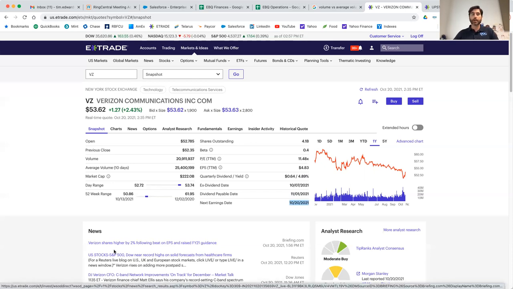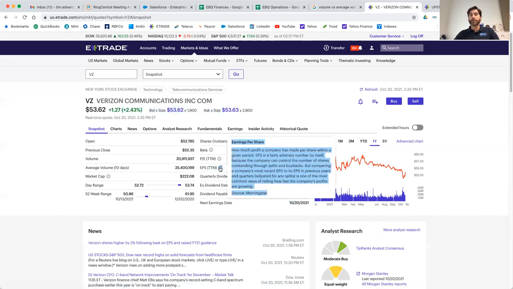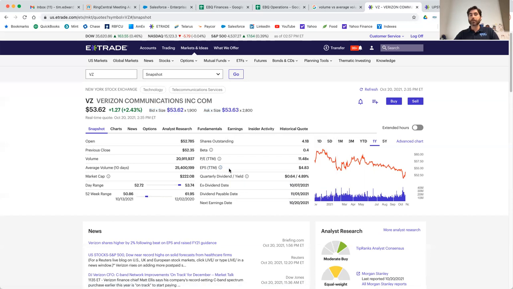Verizon shares higher by 2%, following beat on EPS and raised FY 2021 guidance. In essence, that means the Verizon shares are now 2% higher. So here you go, 2.43% higher, following a beat on their earnings per share, right? The profit per share. So the total profits that they've earned divided by their shares outstanding generates their trailing 12 months EPS, so their earnings per share.